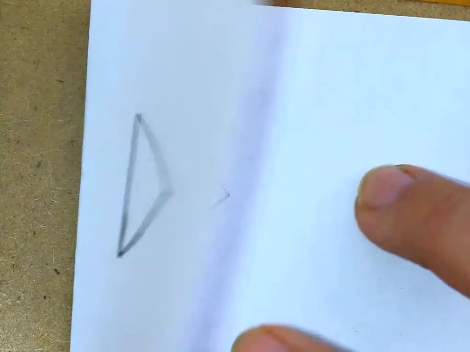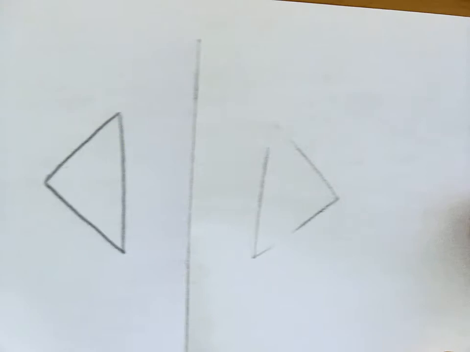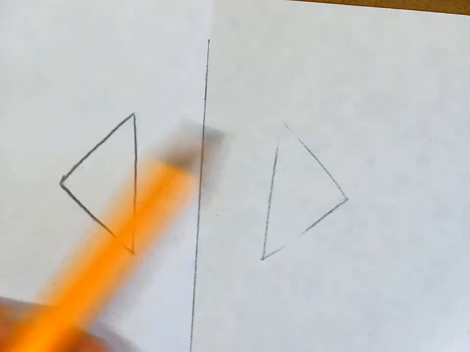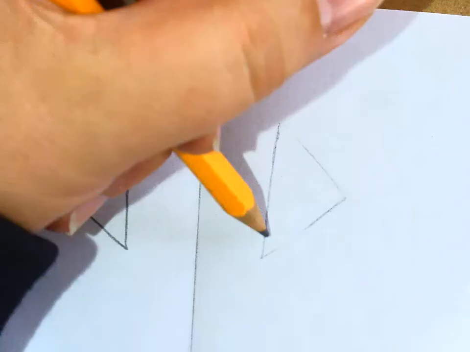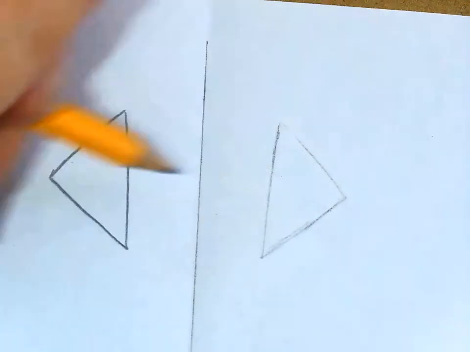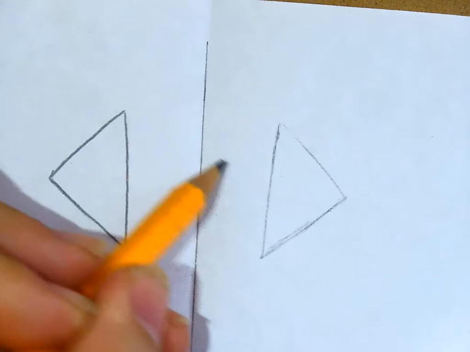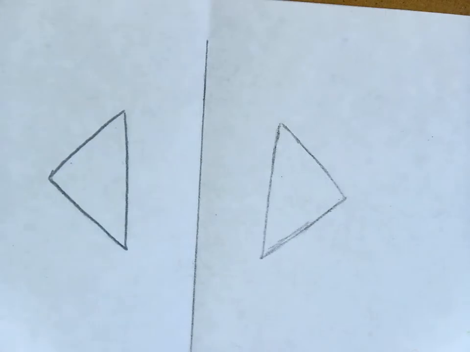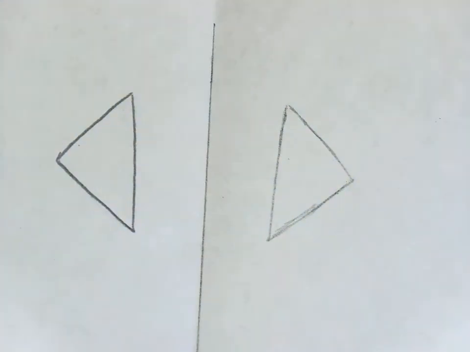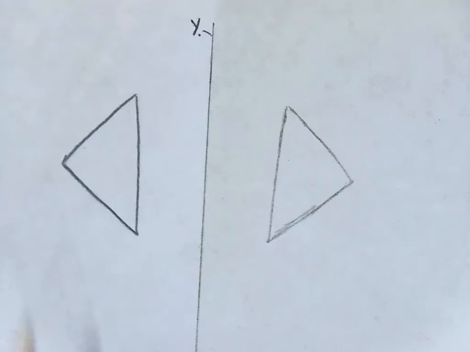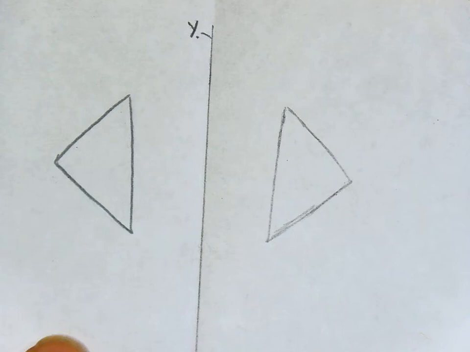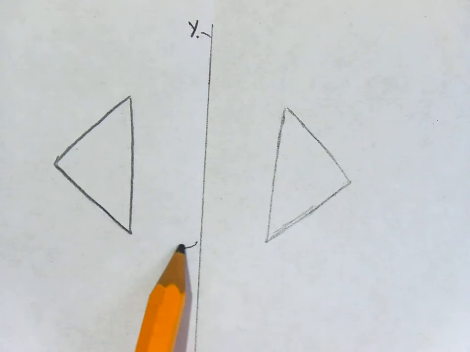Trace over it kind of heavily, and when you open up your piece of paper, you'll notice that it actually reflects, and then you can just darken it in. You have to do this with a pencil, and I did this line pretty heavy, and there you go. This is actually a reflection, and if this was a graph, this could be a y-axis. So important things to think about when you do reflection is this distance here.